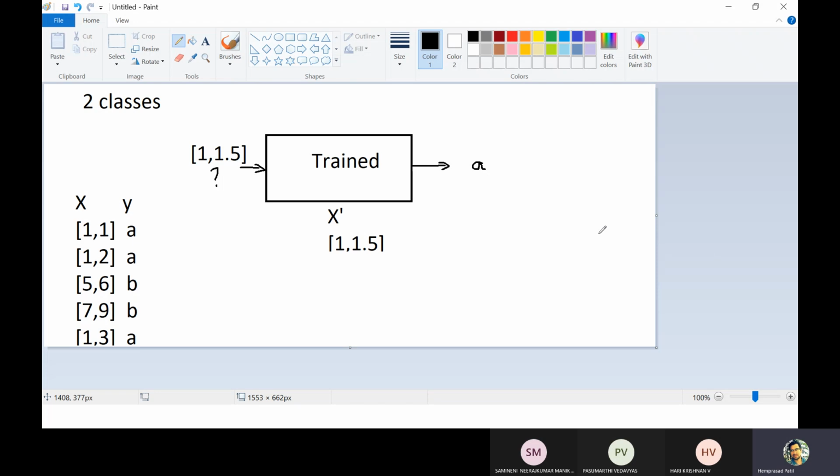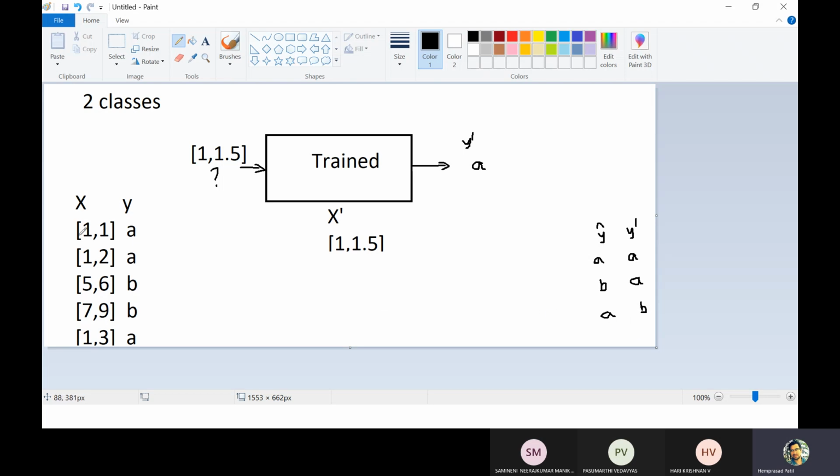Say Y cap is the actual label. If this is A, and Y dash is the predicted label, so Y dash is the predicted label. If this is also A, then we say the classifier is good, the model is good, because actually the label was A and it is predicting A, so that is correct. But say if it was actually B, and what the model predicts is A, then this is wrong, or vice versa, like A, B, then this is wrong.